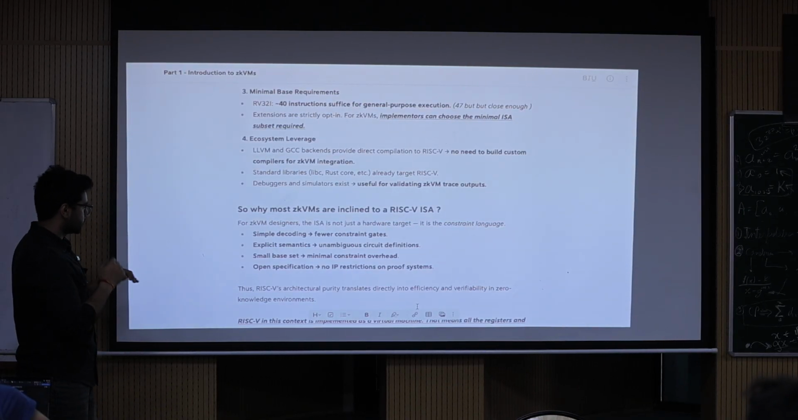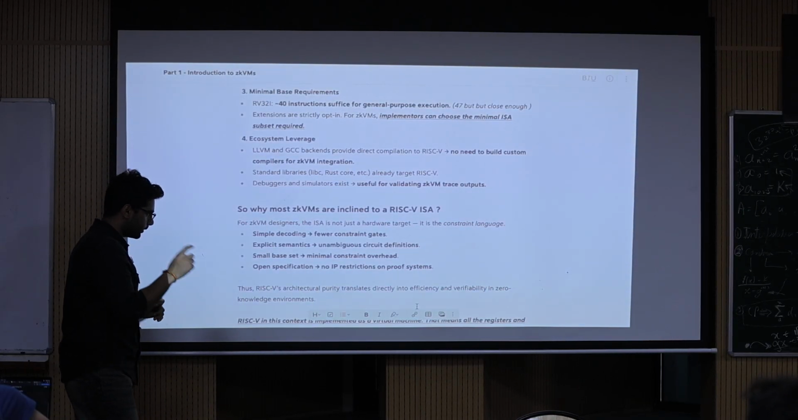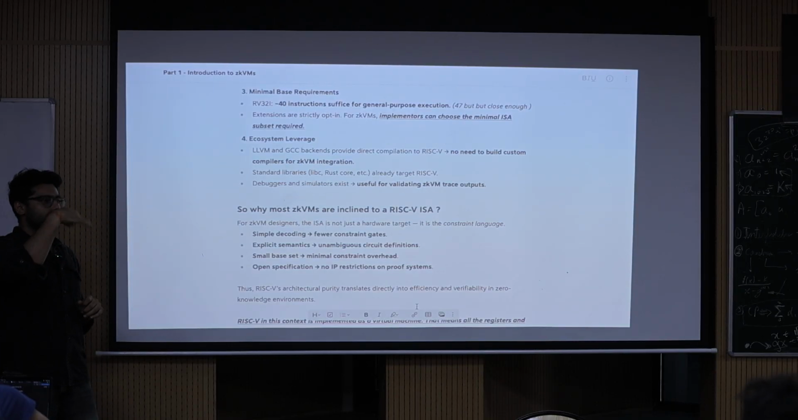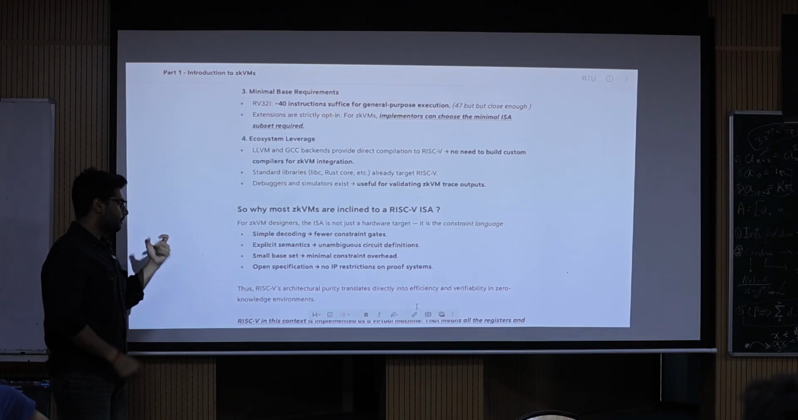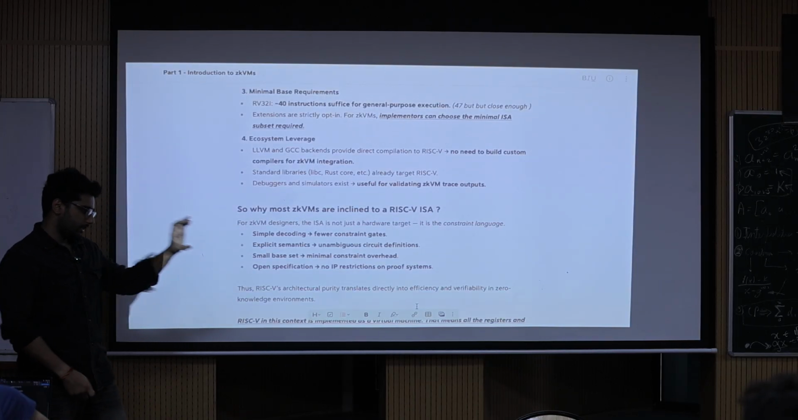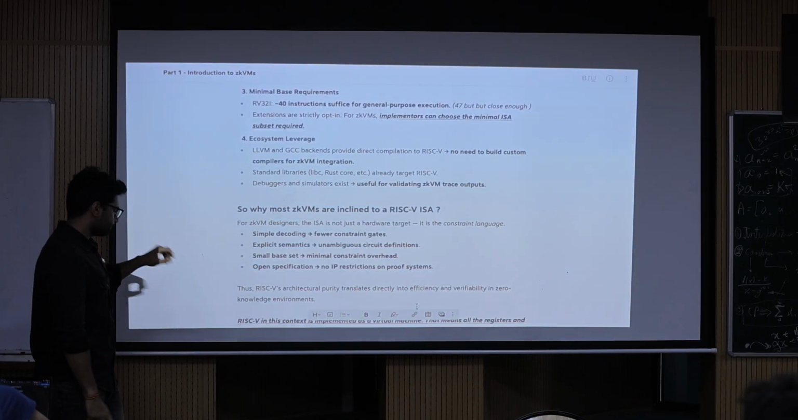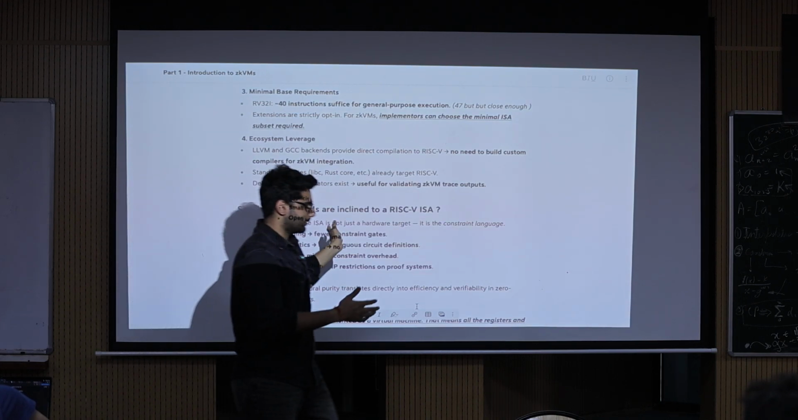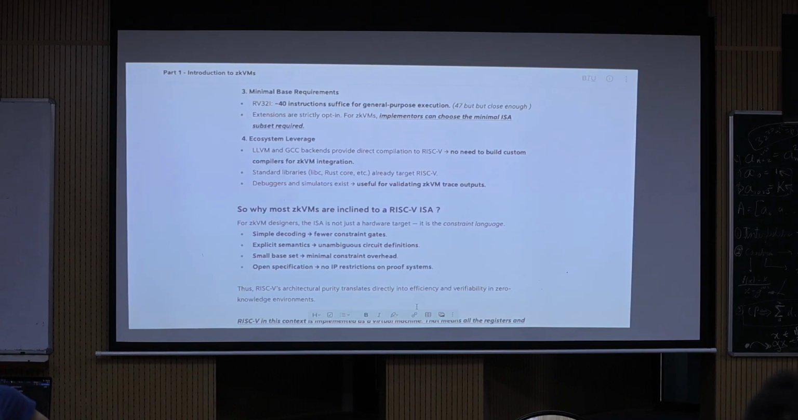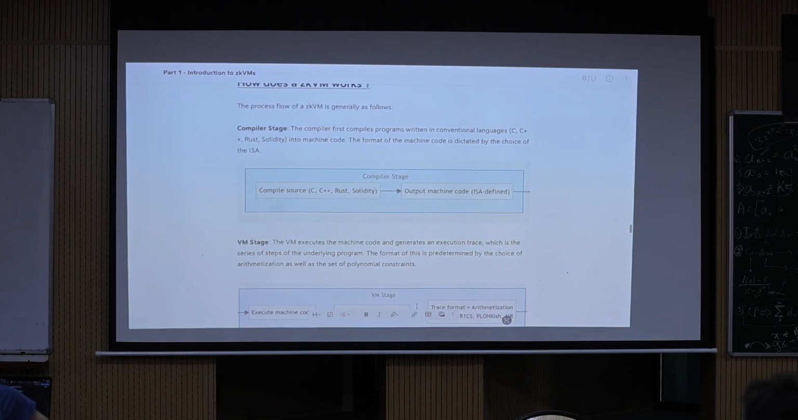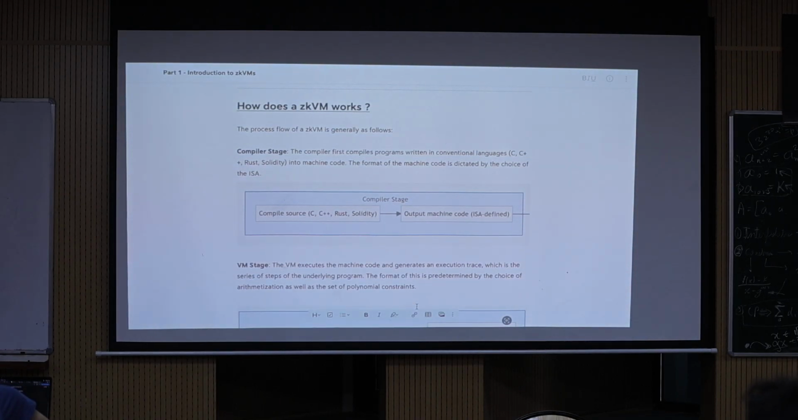B, explicit semantics, so no ambiguous circuit definitions. There are no predefined obligations that you need to work around. C, small base set, minimal constraint overhead because it's limited to a particular size. D, it's open source, anyone can use it. Now, let's see how our zkVM works.